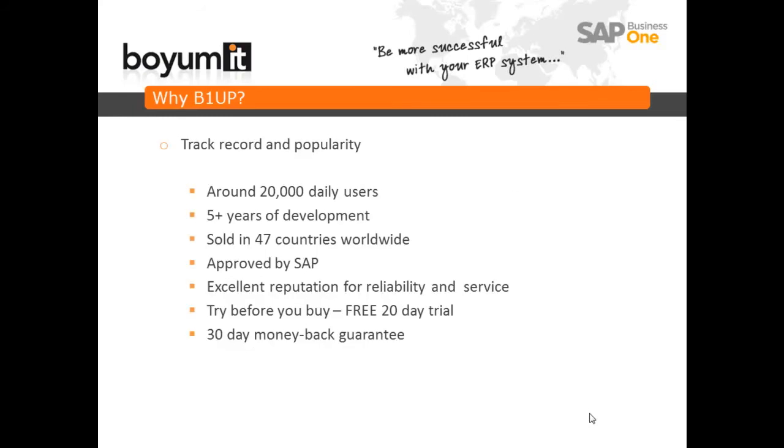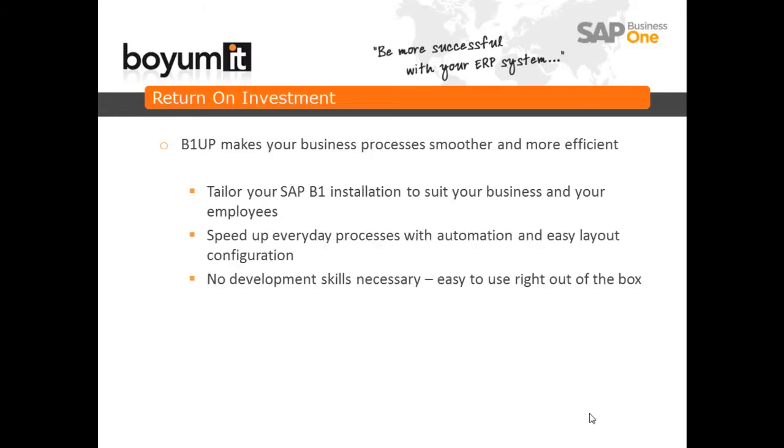Around 20,000 SAP Business One users make use of the B1 Up on a daily basis, and it's been in existence for over 5 years. The B1 Up is an immensely popular addition to SAP Business One for several very good reasons. Firstly, its functionality is relevant to every business and every user of SAP Business One. Secondly, it has an unrivaled reputation for quality and reliability. And finally, it's fully approved by SAP themselves and works seamlessly with all releases.